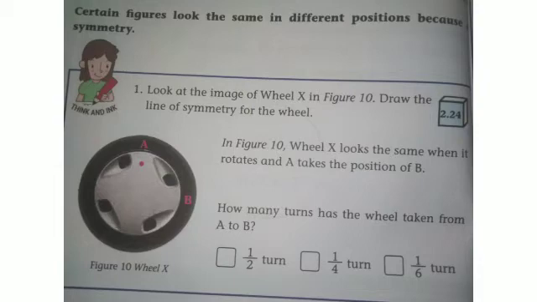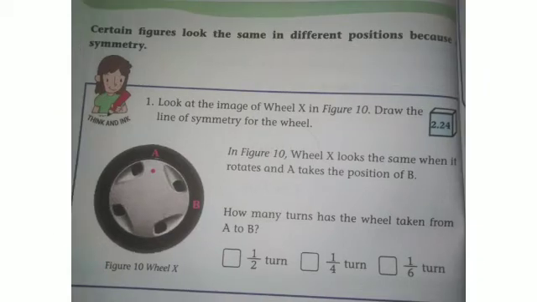Look at the image of wheel X in figure 10. Draw the line of symmetry for the wheel. If you draw the line of symmetry, then we will get a 1 by 2 turn, or a 1 by 4 turn, or a 1 by 6 turn. You have to find which turn comes after drawing the line of symmetry.